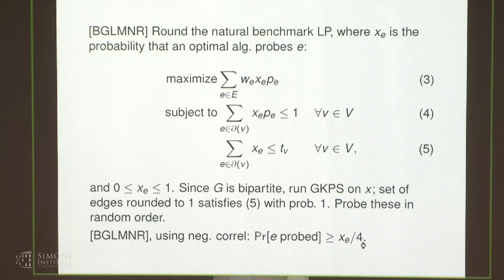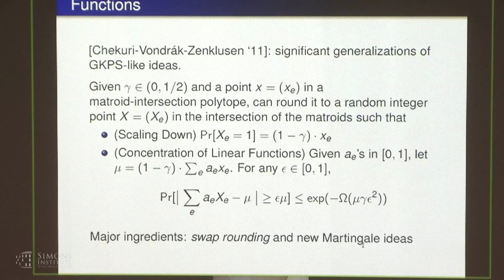So how much can we go beyond this GKPS kind of thing? There is one such significant work of Chekuri, Vondrak, and Zenklusen which goes significantly beyond. There is a really nice parameter gamma here that I'd like you to keep in mind. They show a few different results, in particular for non-bipartite matching also, but I'll only focus on matroid intersection.